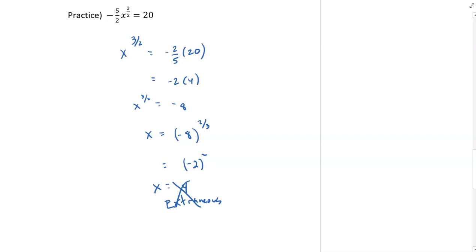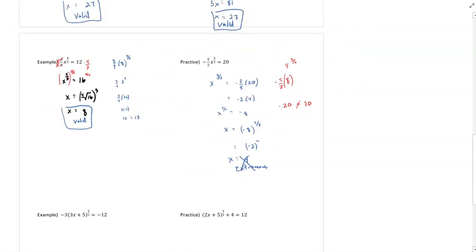Now this is extraneous. This is extraneous because when I plug in 4, we have 4 to the power of 3/2. That's the square root of 4, which is 2, raised to the power of 3, which gives us 8. Times -5/2 is going to give us a -20. 8 divided by 2 is 4, times a -5 gives us a -20, which does not equal the right side, which is a +20. So that's why it's extraneous.